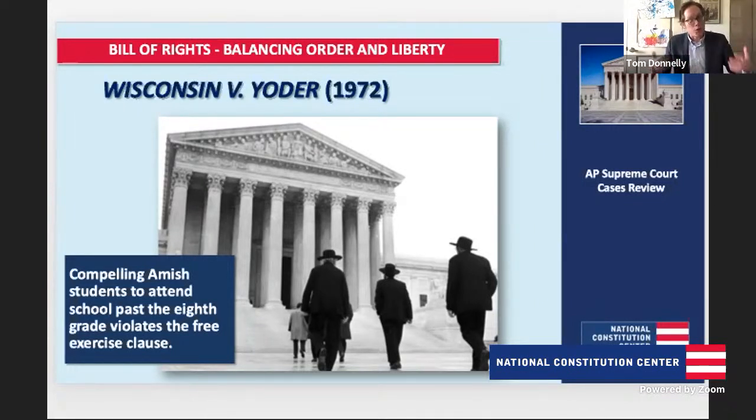And that's highly unusual. Up until that point at the Supreme Court, there aren't many religious challengers that win. But this is a very strong statement of religious liberty rights under the First Amendment's free exercise clause.